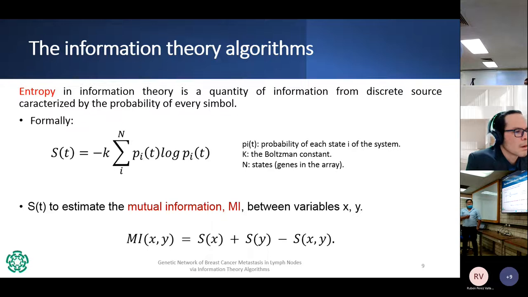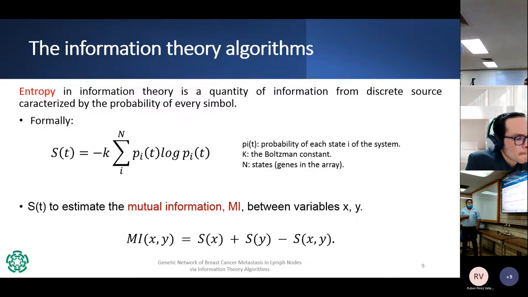ARACNe uses a term from entropy, but it's not the typical term from thermodynamics. In this case, entropy is a quantification of information from a discrete characterization by the probability of every symbol. Formally, it is expressed in this equation, in which p_i is the probability of each state in the system, k is the Boltzmann constant, and the states are the genes in the array.